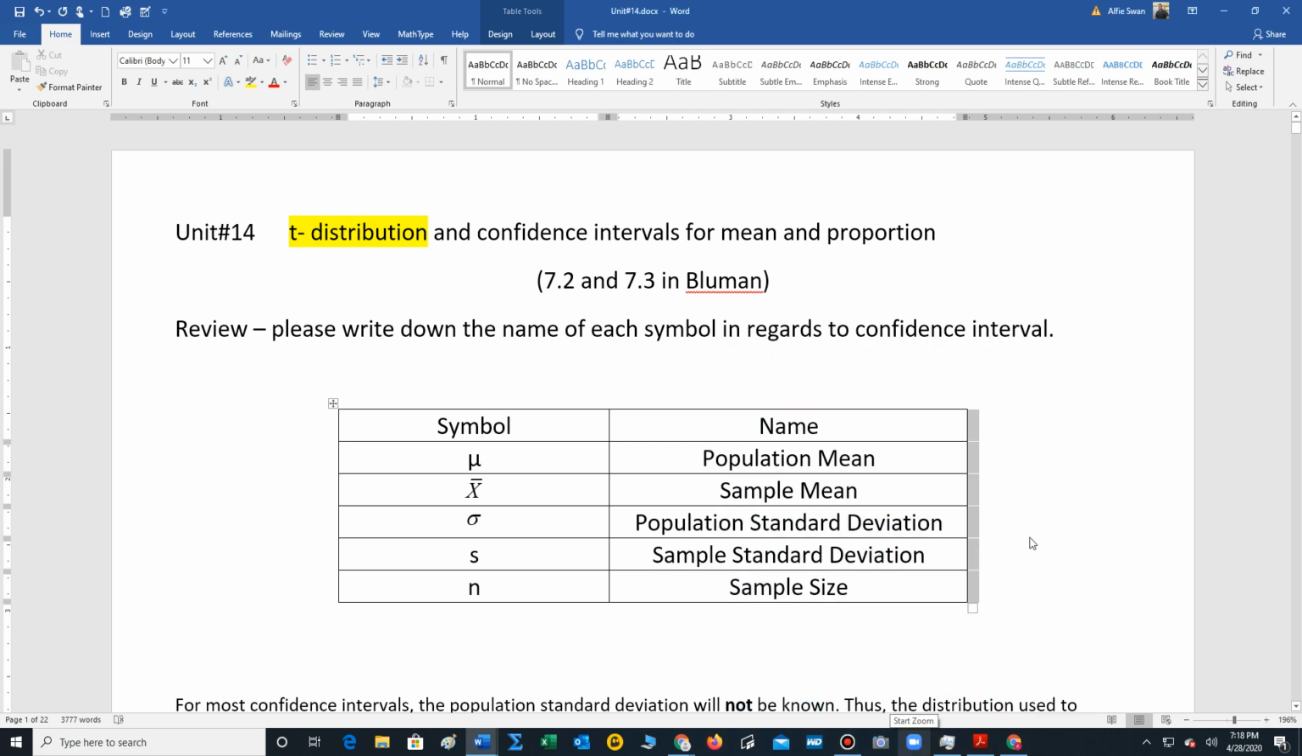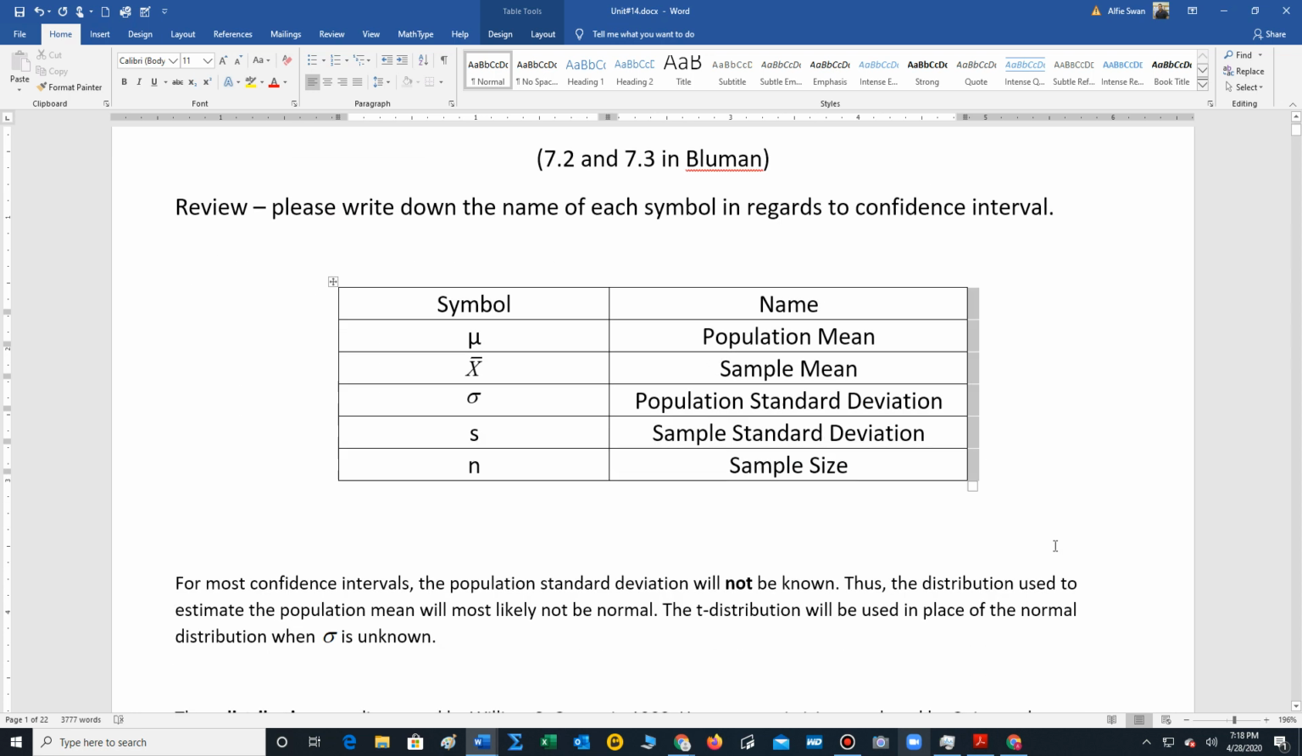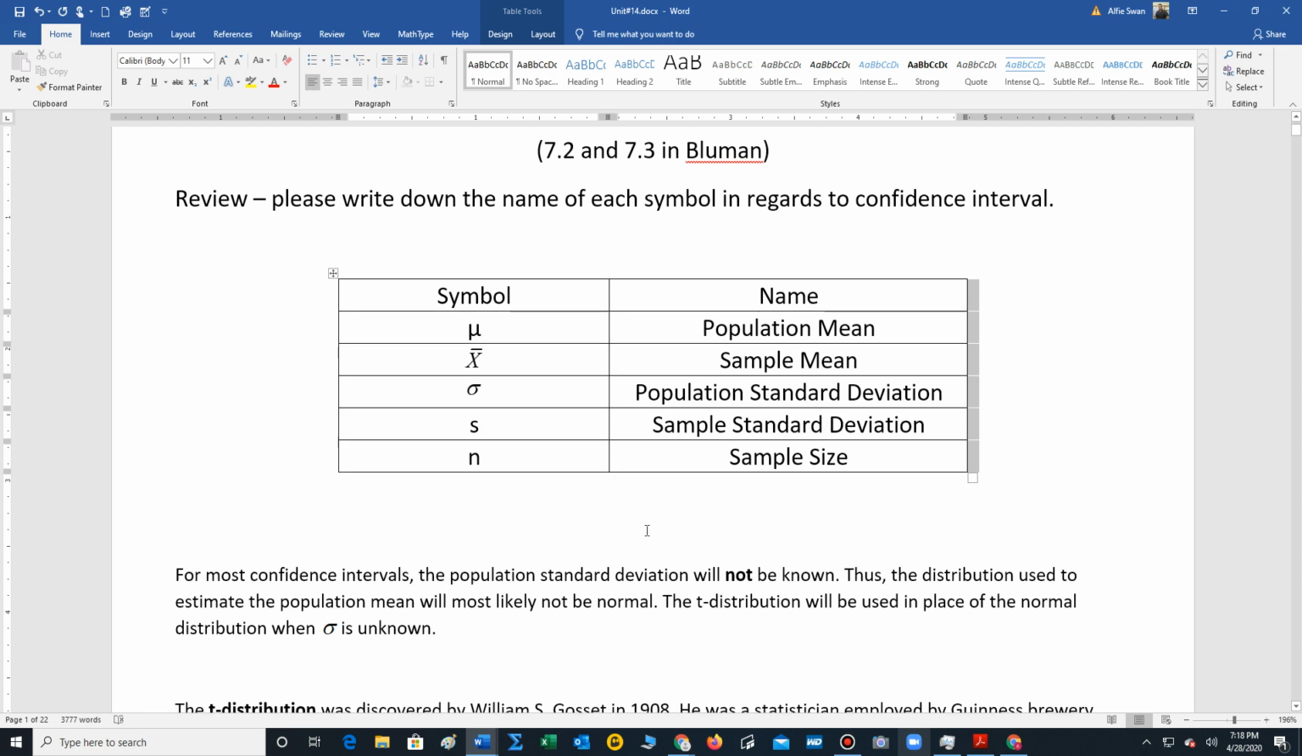Okay, we're going to get started with Unit 14. Today we're focusing on the t-distribution. Before we move forward, we're just going to review some of the key symbols that we're going to be using.